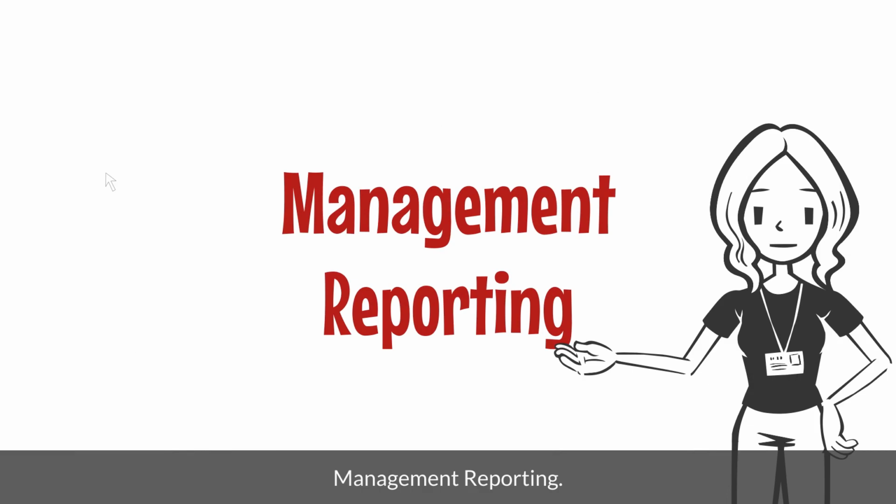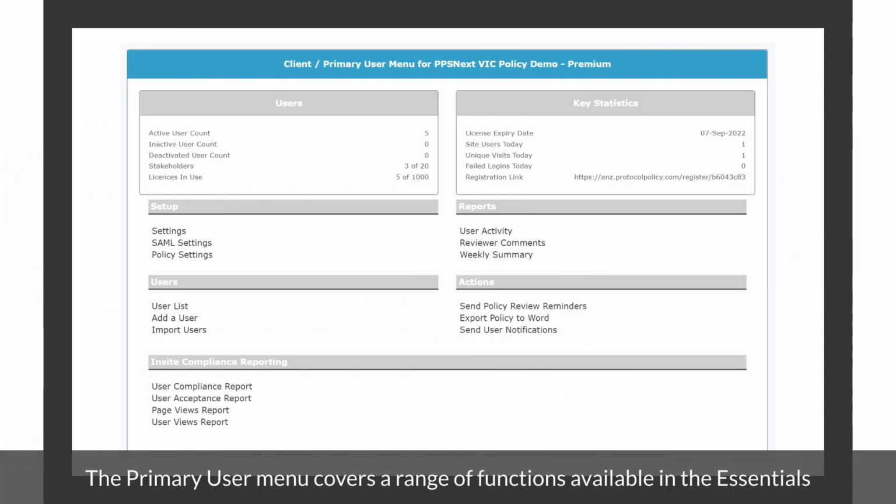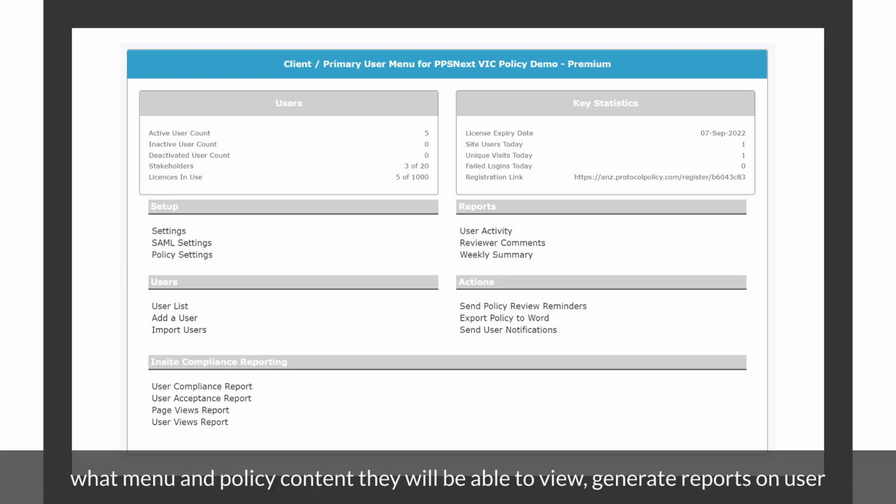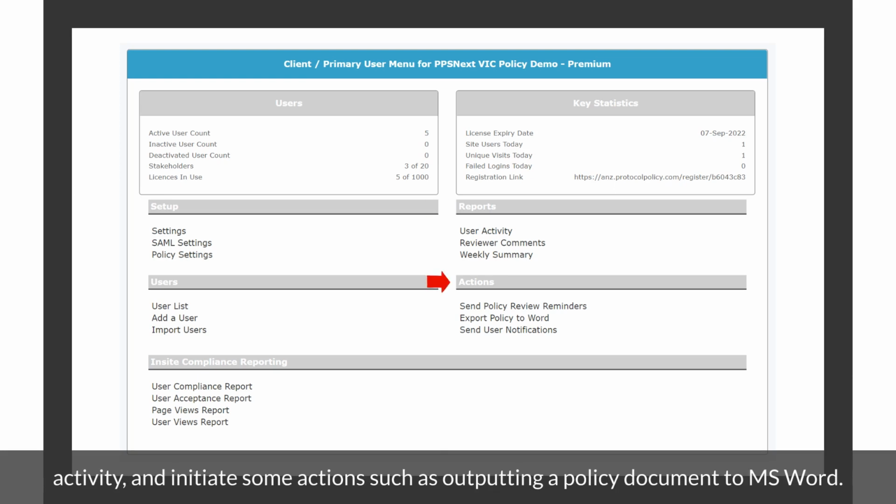Management reporting. The primary user menu covers a range of functions available in the Essentials and Premium versions. From this interface, one can set up users, determine what menu and policy content they will be able to view, generate reports on user activity, and initiate some actions such as outputting a policy document to MS Word.